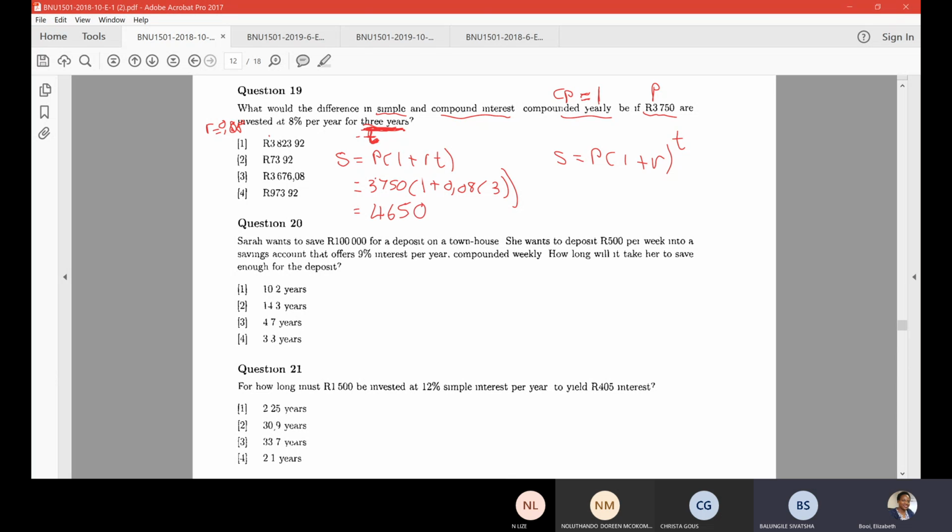Yes, and now let's calculate the future value of the compounding interest. Our P remains the same, it's still 3750. 1 plus our rate, still 0.08. Since it's compounded yearly, which is 1, 0.08 is divided by 1, which will still stay the same. And our period will be 3 multiplied by 1, which will be to the power of 3. So calculate that.